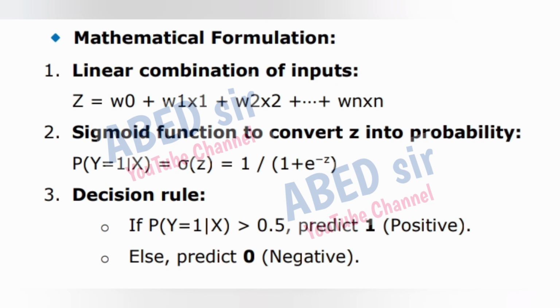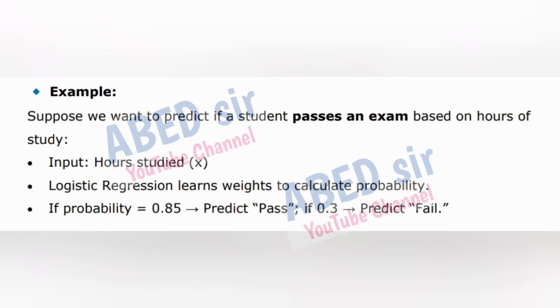3. Decision rule. If P(y=1|x) is greater than or equal to 0.5, predict 1, positive. Else, predict 0, negative. Example. Suppose we want to predict if a student passes an exam based on hours of study. Input: hours studied. Logistic regression learns weights to calculate probability. If probability is 0.85, predict pass; if 0.3, predict fail.